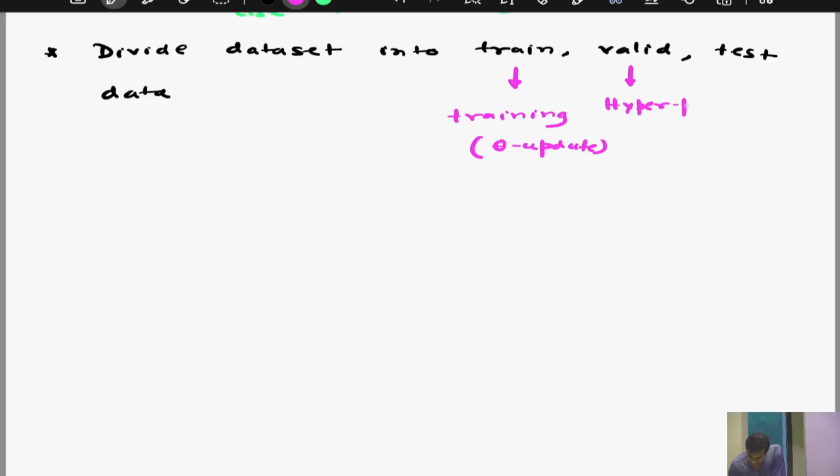What are the hyperparameters? Tell me some of the hyperparameters you are aware of. Learning rate, model architecture, number of hidden layers, number of nodes in hidden layers, the activation function you are selecting, and so on. All of those are hyperparameters, so you decide them based on validation data. And test data is for reporting performance.